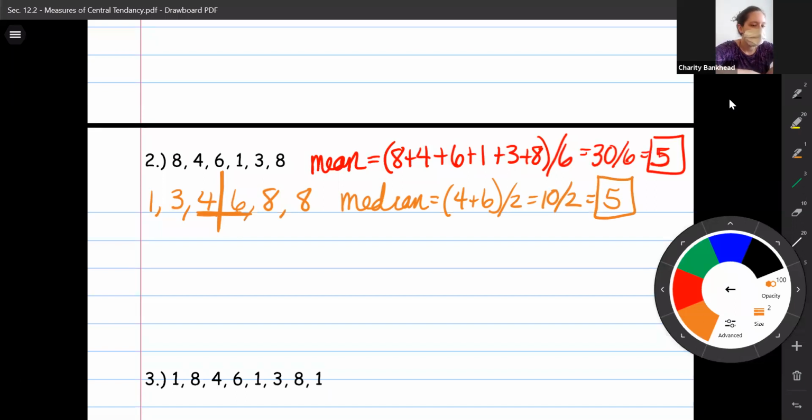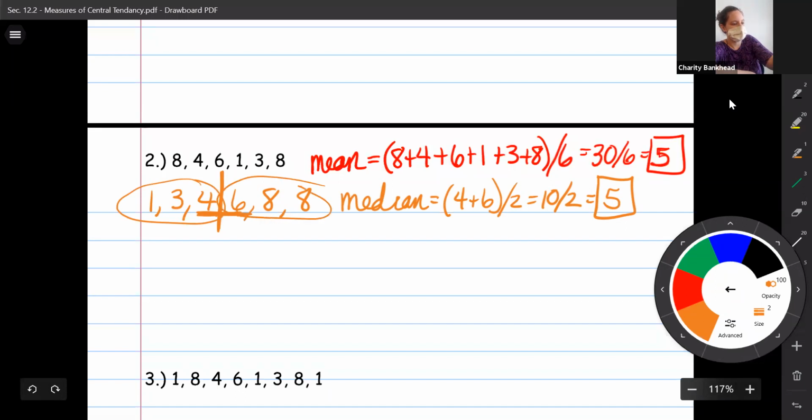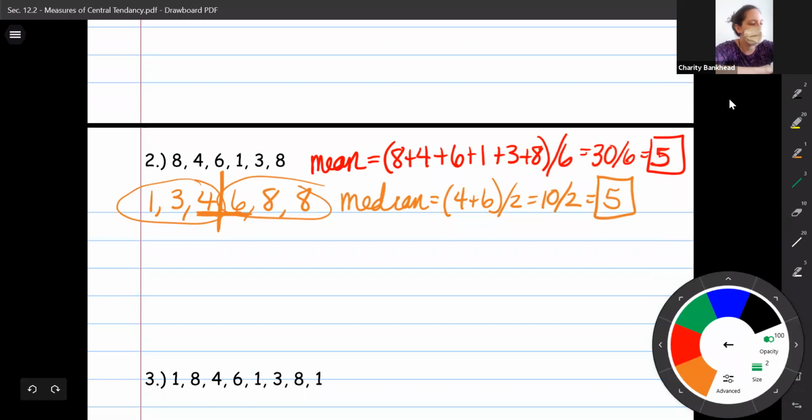Okay, so half of the data set is smaller than 5, the first 3 numbers, and half of the data set is higher than 5, the last 3 numbers. 3 numbers are less, 3 numbers are more. So there's always the same amount of numbers on either side of the median. And then in this case, there are 2 8s and nothing else is repeated, so the mode is 8.